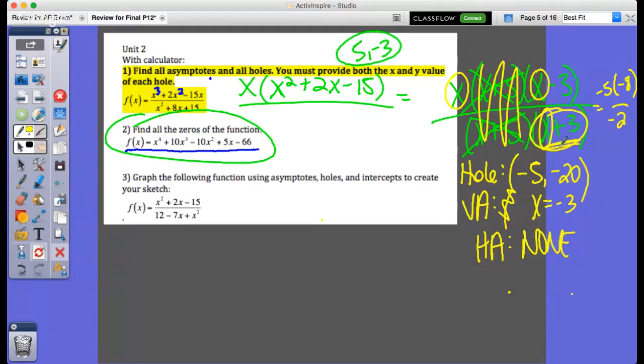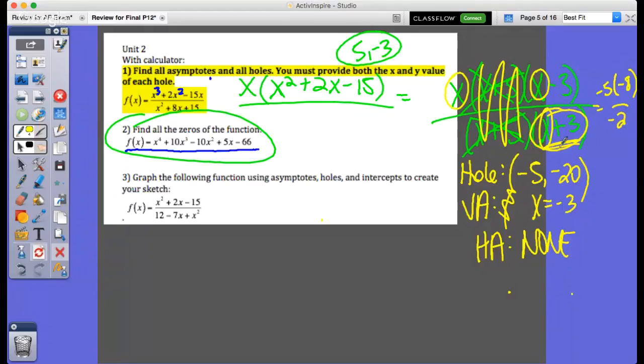Okay? When we have 1 degree higher on the top than the bottom, we can have what we call a slant asymptote. To do this, we literally take the bottom and we divide it into the top. Can you have a horizontal and a slant asymptote? No. Why? Because they contradict each other. Because if it's 1 degree greater on the top than the bottom, then the top is greater than the bottom, which means you can't have a horizontal. Does that make sense?